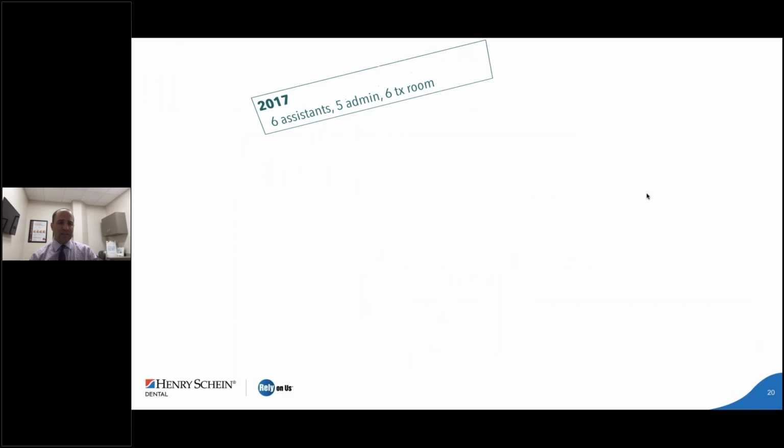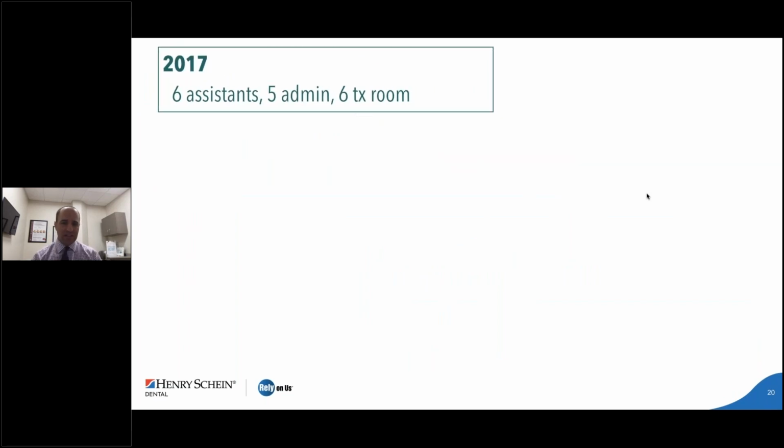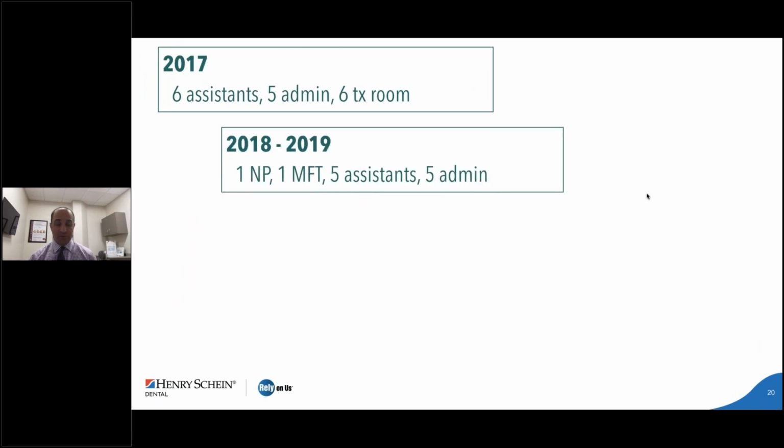And then in 2017, we added an assistant and kept the same number of treatment rooms. We're still in the same facility. And then in 2018 to 19, we added a nurse practitioner and a myofunctional therapist, and then we actually needed one less assistant overall because one of those assistants became our myofunctional therapist.